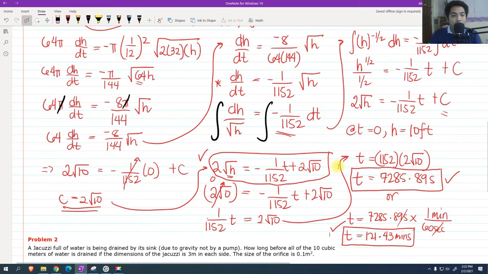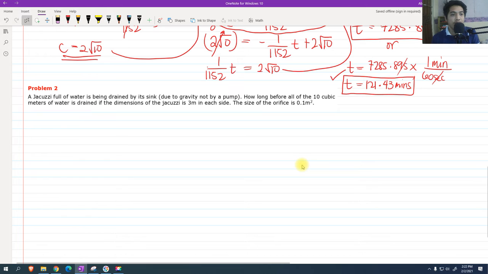So let's now go to number 2. A jacuzzi full of water is being drained by its sink due to gravity, not by a pump. So that's an orifice. How long before all the 10 cubic meters of water is drained, if the dimensions of the jacuzzi are 3 meters on each side and the area of the orifice is 0.1 square meters? So let's try.